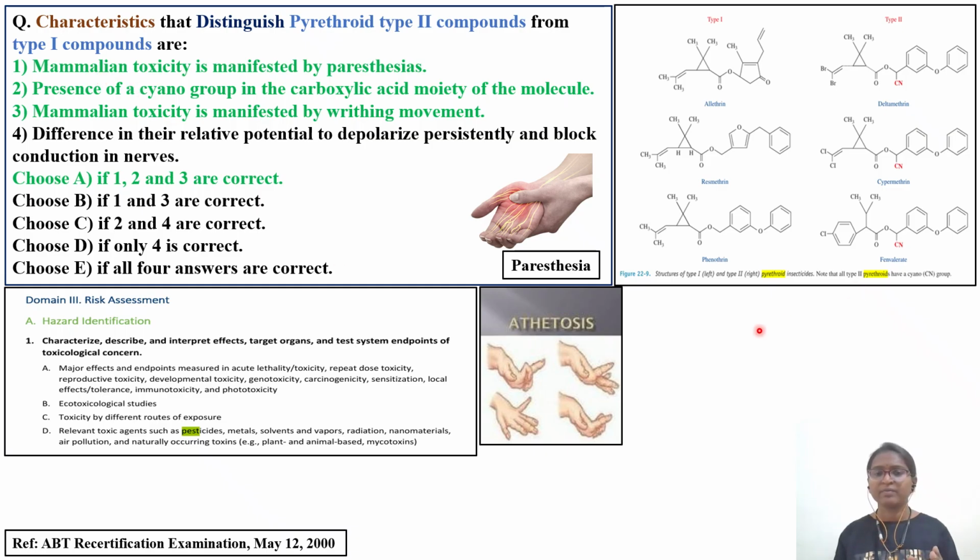These are the typical structures of type 1 as well as type 2 pyrethroid examples, which are given in the Klaassen textbook under figure 12, in the pesticide chapter. You can see that in type 2 all have cyano groups. So that is one characteristic feature, the presence of a cyano group in the carboxylic acid. Paresthesias, you can have a tingling sensation or pain in your fingers. And mammalian toxicity manifested by movement is called choreoathetosis. We'll read about choreoathetosis more in the subsequent slides.